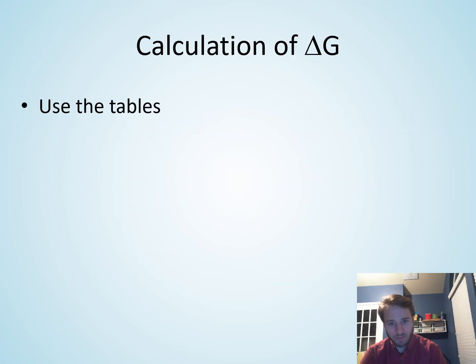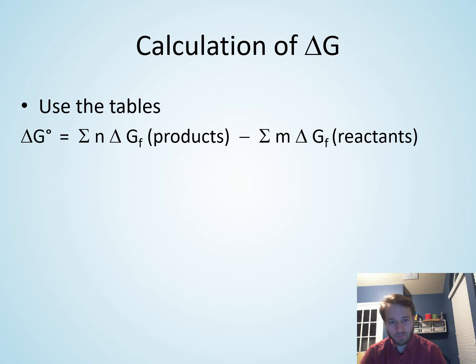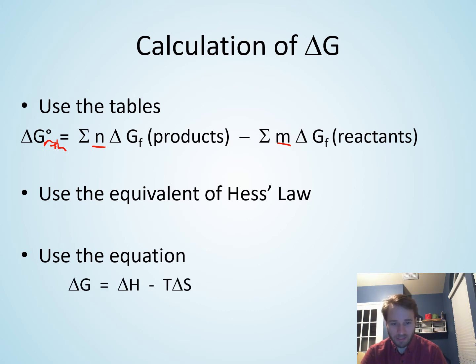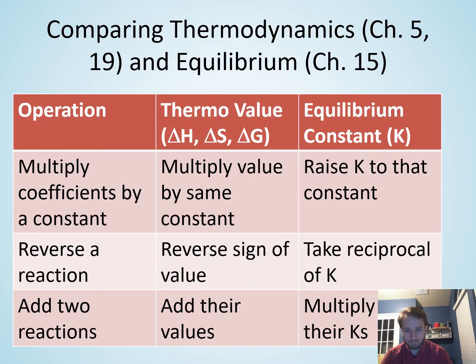And then for delta G, we can again use some sort of table and calculate the free energy change of a reaction, related to the free energy change of the formations of the products minus that of the reactants times their stoichiometric coefficients. This is equivalent to Hess's law and things like that that I talked about with enthalpy, applied the same thing with entropy. Or we can just use the equation delta G equals delta H minus T delta S. If we have delta H of the reaction and delta S of the reaction, we can get delta G of the reaction given the temperature.